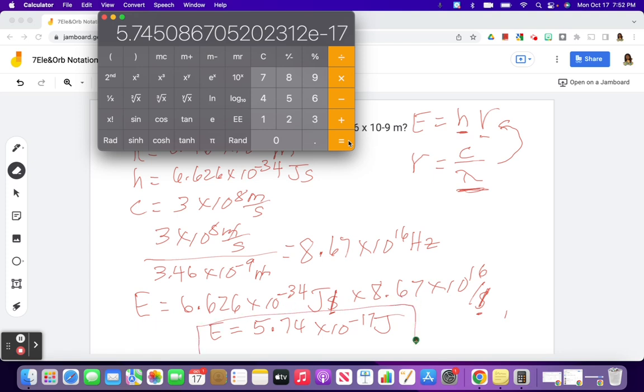Okay, so that's how you solve for electromagnetic radiation using these two equations. And that's how you use scientific notation with your calculator. I hope this video helps.